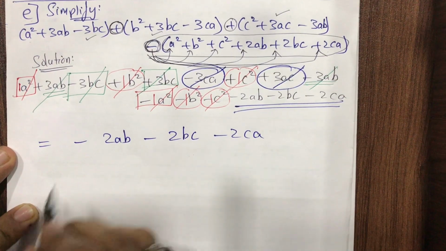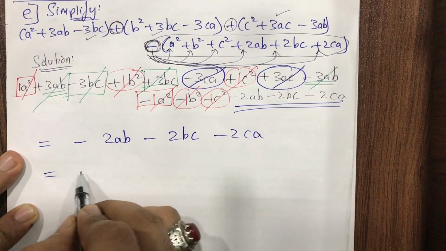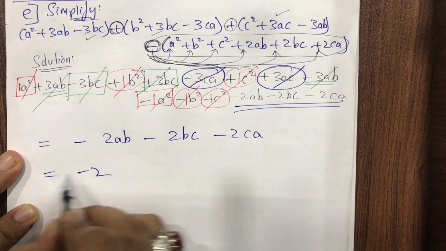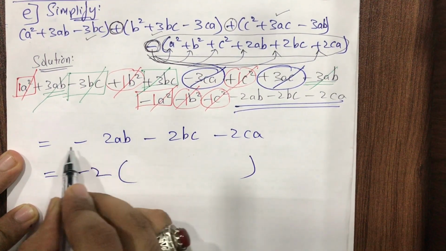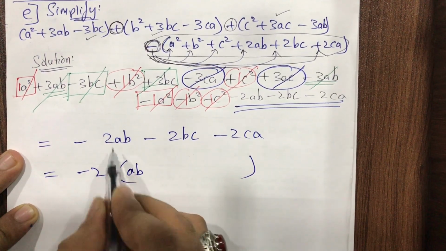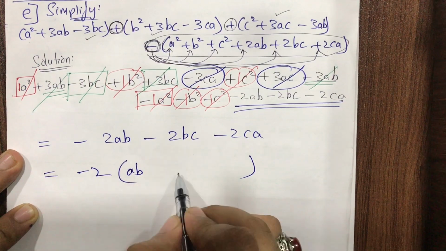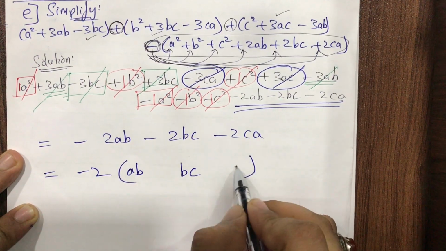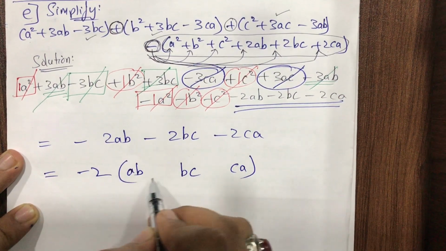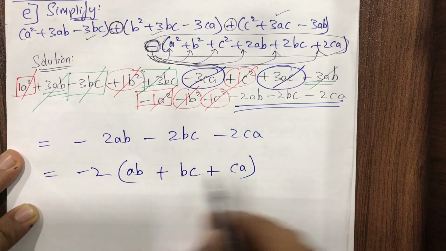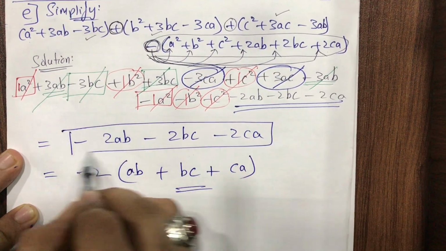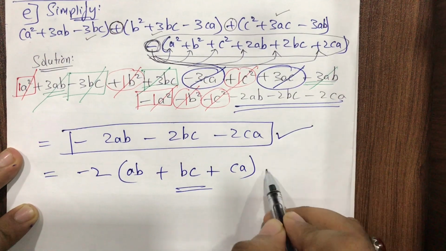We can even do one more step over here. If I remove minus 2 common from all the 3 terms, this will be ab, because I removed minus 2, there it will be bc, and this will be ca. Because I removed minus 2 from each, in the center the signs will be plus, plus, plus. But no, it's not needed for this step. This can be termed as your final answer. This is 100% correct. No need for this step.